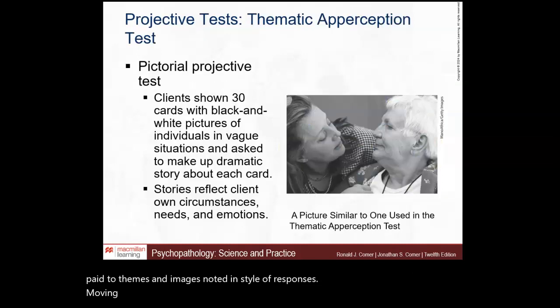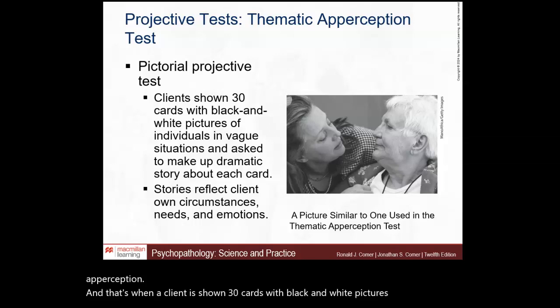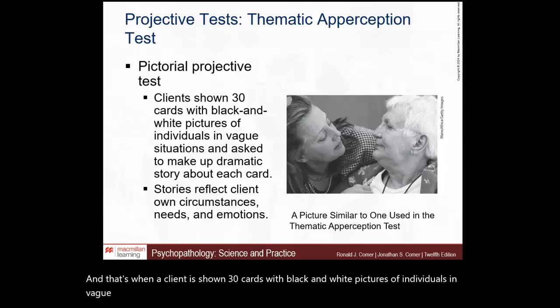Moving forward, we will discuss projective tests, another type known as thematic apperception tests. And that's when a client is shown 30 cards with black and white pictures of individuals in vague situations and asked to make up dramatic stories about each card. Here's an example. And that is called pictorial projective tests.